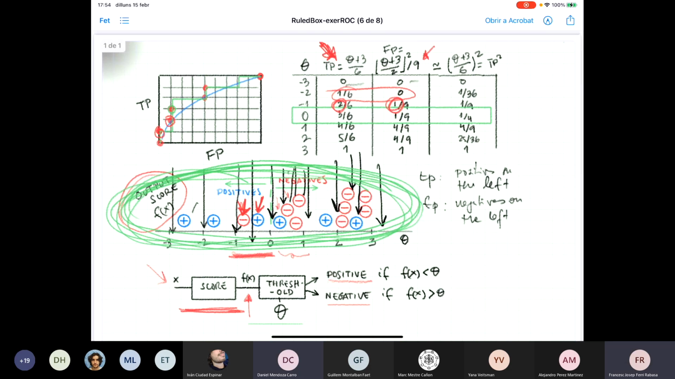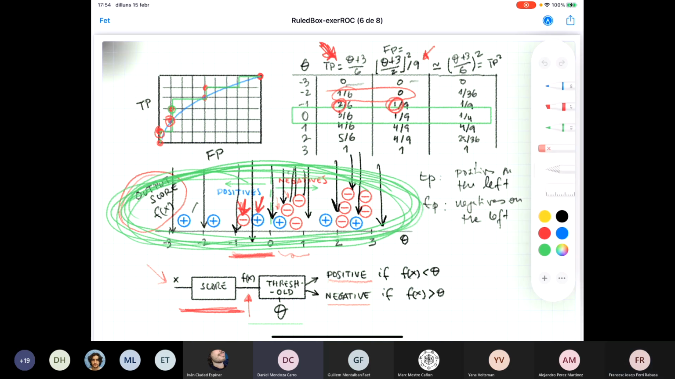So you plot only the positives? Excuse me? You only plot the positives? What do you mean? Does that graph only represent the positives? The curve, yes. I'm plotting true positives against false positives. We don't care about the false. I mean, true positives are positives and false positives are negatives.